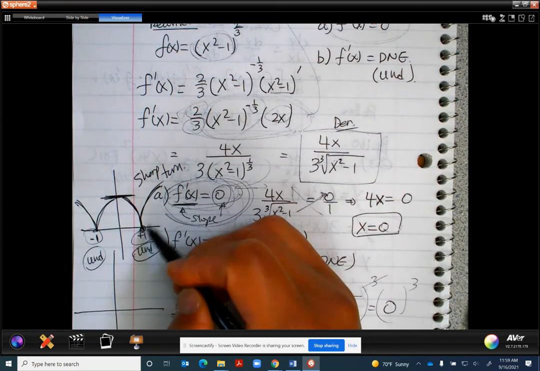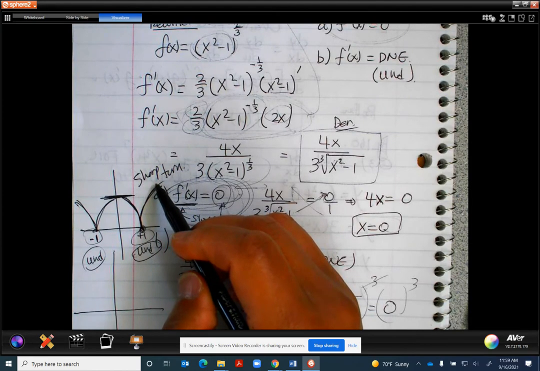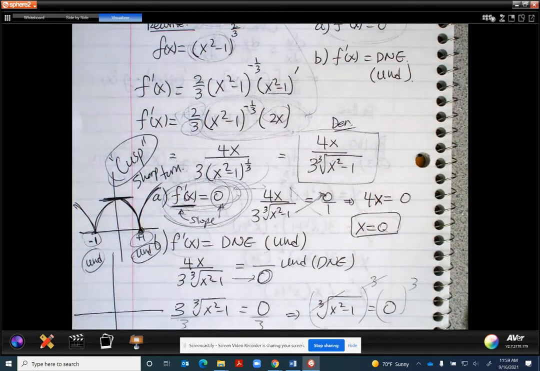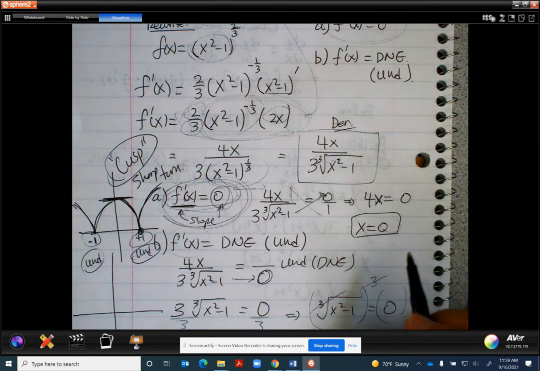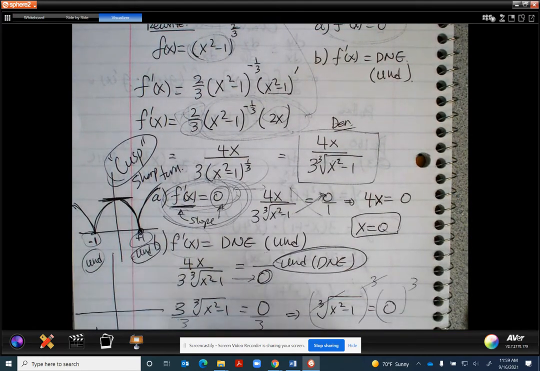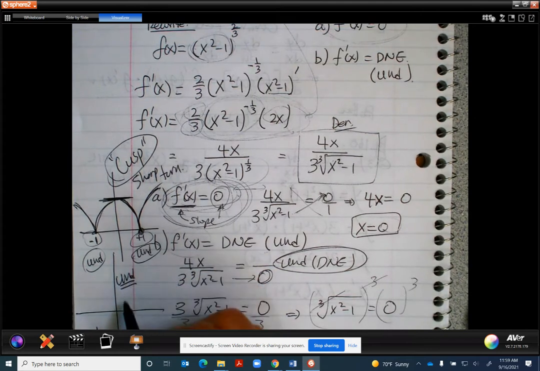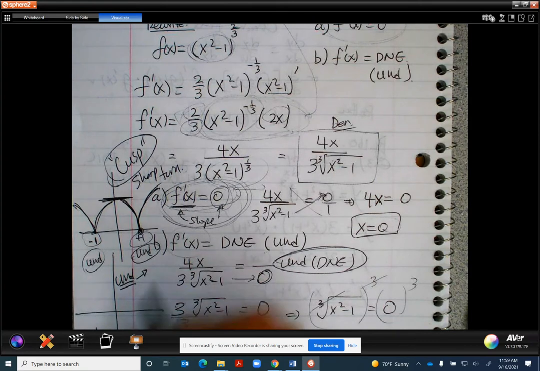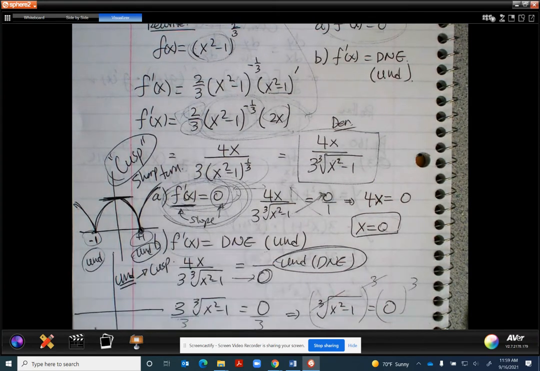This one has a special name. We don't call it a sharp turn. We call it a cusp. Okay? So I want you to think of 3 things. When you see the word undefined, I'm going to write it down here, okay? When you see the word undefined, I want you to think of 3 things. It could turn out to be a cusp, which is a sharp turn, which it did right here. This is an example of a cusp.